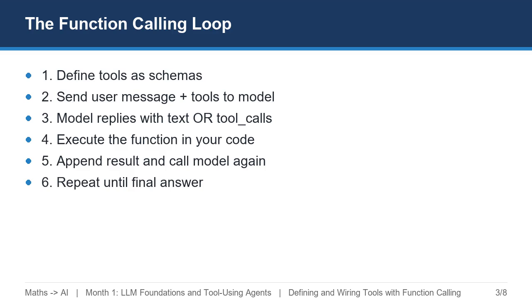Here's the core loop. You send the user's message along with your tool definitions. The model responds either with a normal answer or with one or more tool calls, each containing a function name and JSON arguments. You execute those functions, append the results back into the conversation, and call the model again. It uses the fresh data to continue, possibly calling more tools, until it produces a final answer.